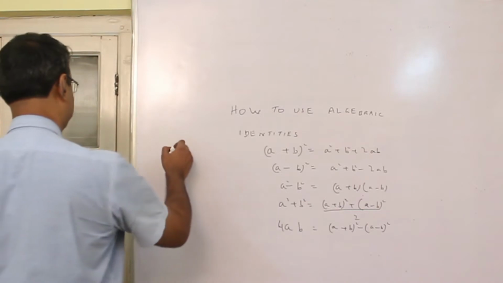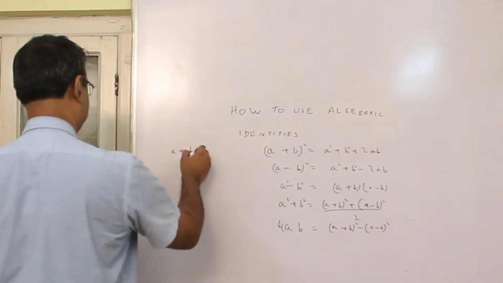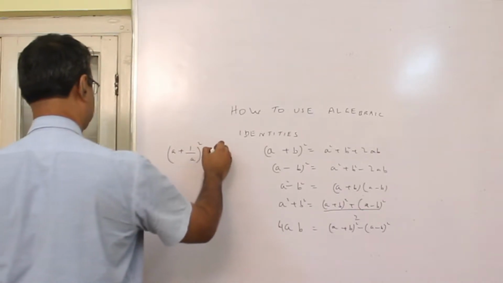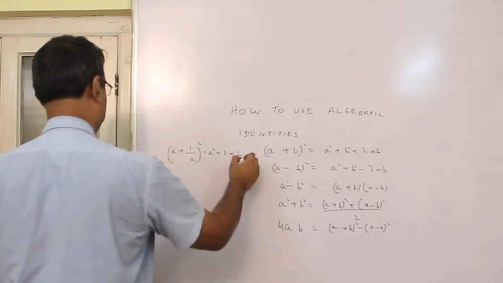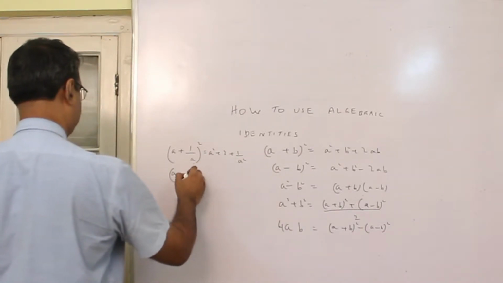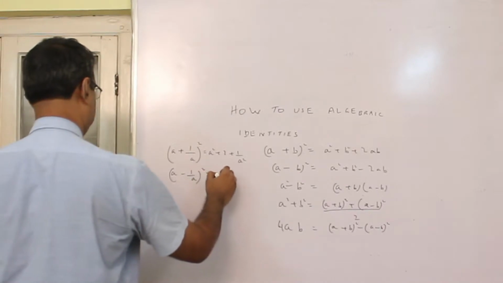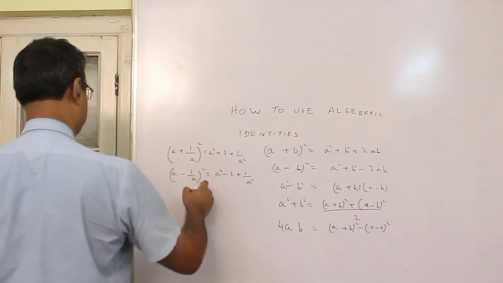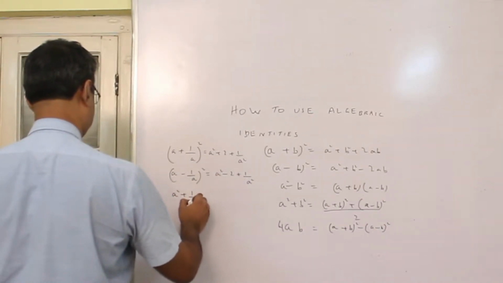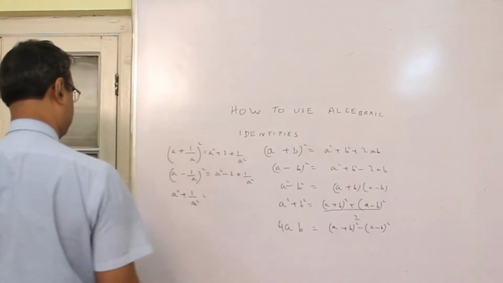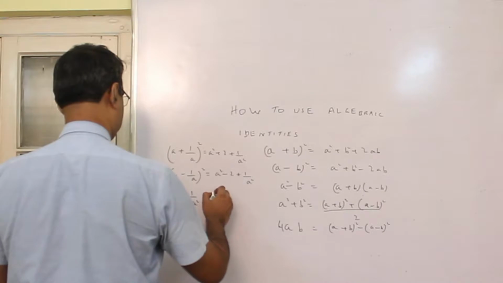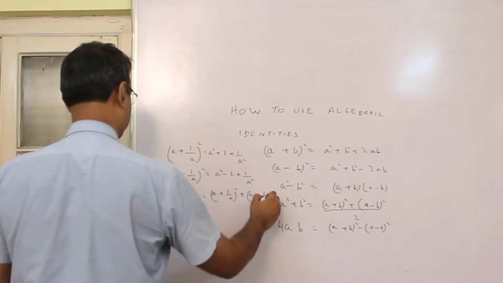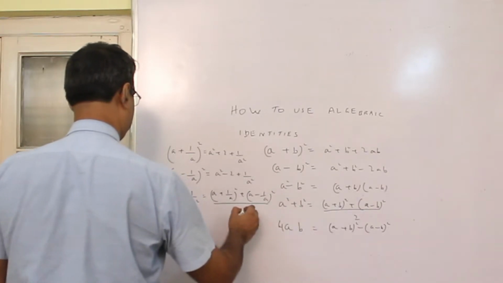So these are the famous identities and their applications. There are a lot of situations where these identities can be used in different ways. For example, we can write (a plus 1 by a) whole square like this. We can write (a minus 1 by a) whole square like this. So once we know these two, we can write a square plus 1 by a square is equal to ((a plus 1 by a) whole square plus (a minus 1 by a) whole square) by 2.